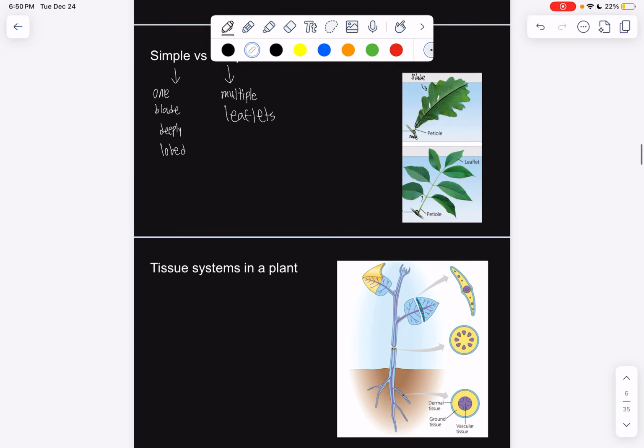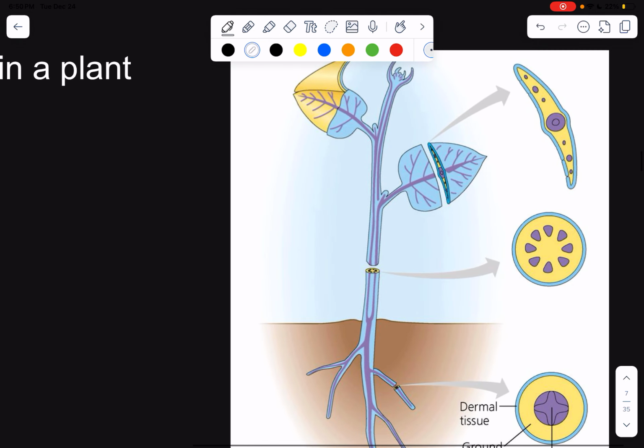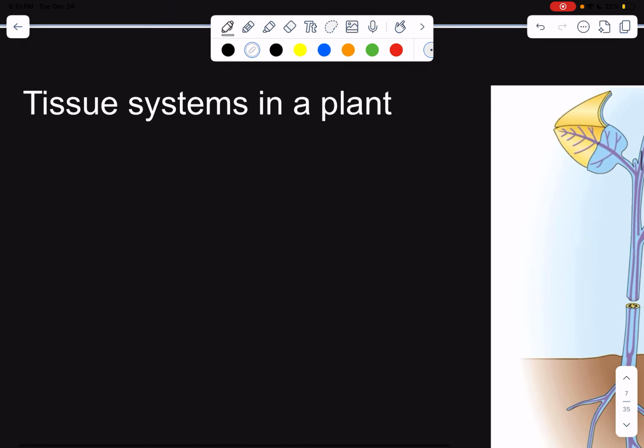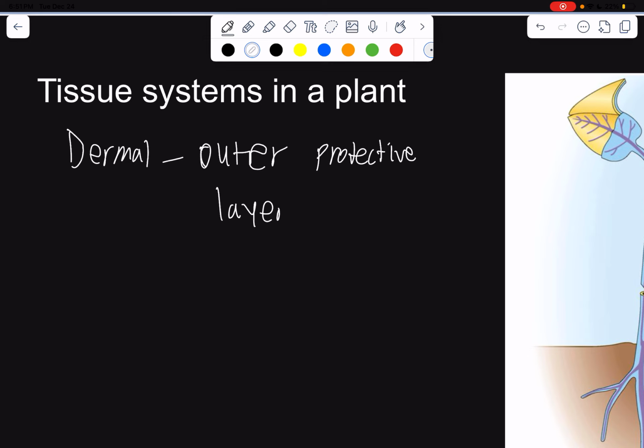So let's see. First of all, look at the blue part of this diagram. The blue part is the dermal tissue, which serves as the outer protective covering, much like your own skin. So let's write that down. And in non-woody plants, so plants that aren't like trees, they don't have bark, it is usually a single tissue called the epidermis.